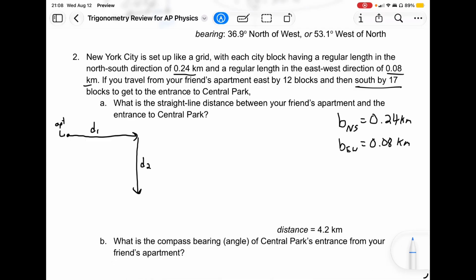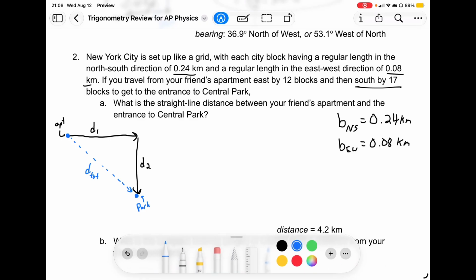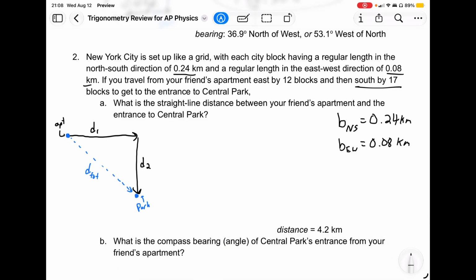I'm going to switch up colors, and here's our endpoint. This is Central Park, right? So this is the park right here. And we can make a little vector that shows our overall total displacement, which is from our starting point of the apartment over to our endpoint at the park. We'll call that our D total, or total displacement, from our start to our end point. Now, let's get some numbers for these things.